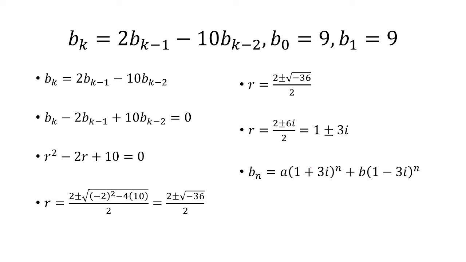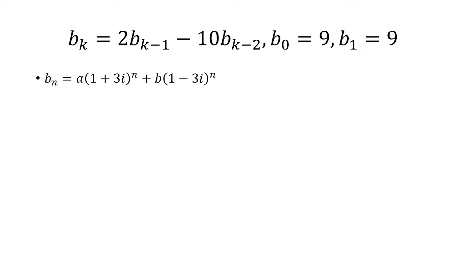So the general form is going to be b_n equals a times (1 plus 3i) to the nth power plus b times (1 minus 3i) raised to the nth power. Now we want to use b_0 and b_1 equal to 9. When we do that, let's say n is 0. (1 plus 3i) and (1 minus 3i) raised to the 0th power is 1. So we're just left with a plus b equaling 9.